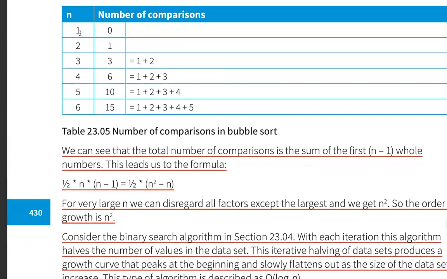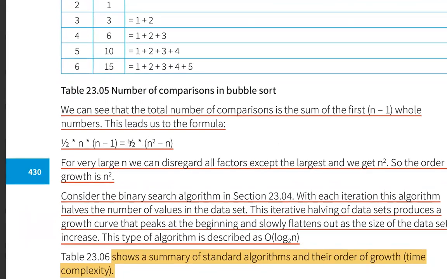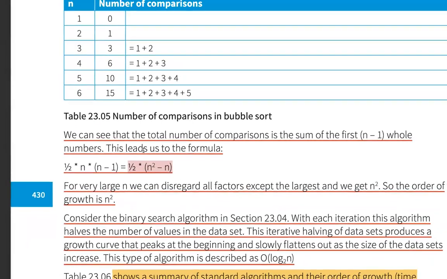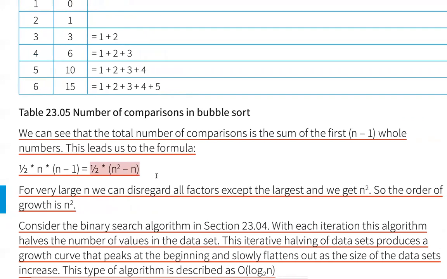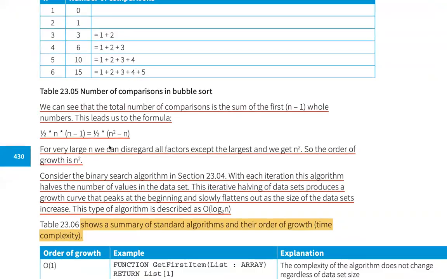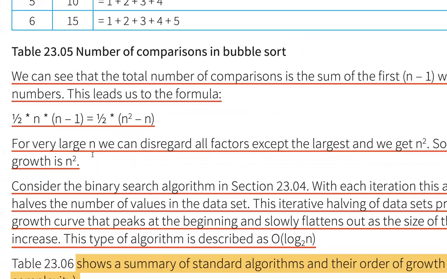So basically considering this pattern, I can say that this formula for calculating the number of comparisons based on the total size of the array should work just fine. For every large n, we can disregard all factors except the largest, which is n squared. So the order of growth is actually just n squared. So now if you consider the fact that I have an n squared here, now this line is very important. Let's just say that my size of array increased to 100 elements.